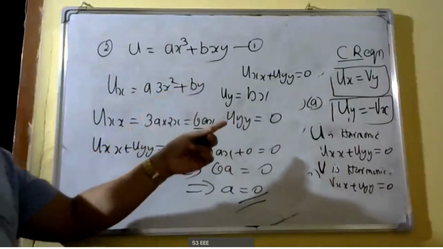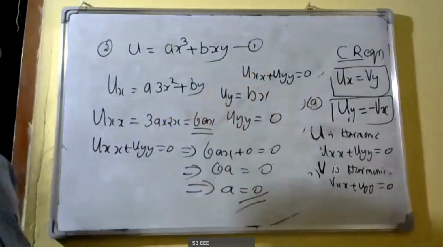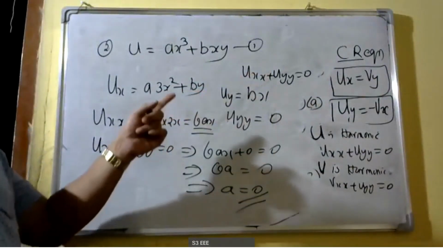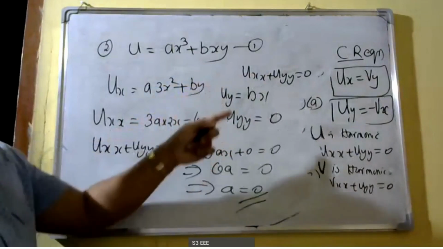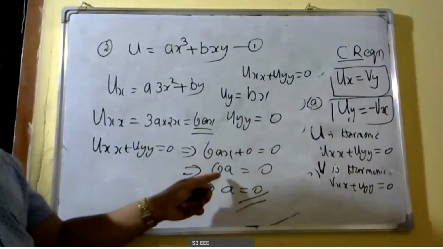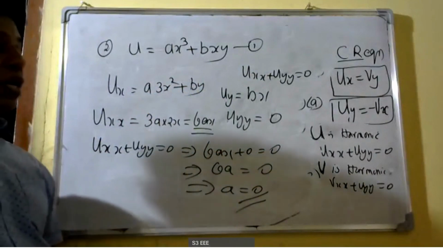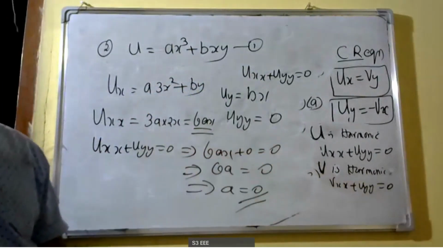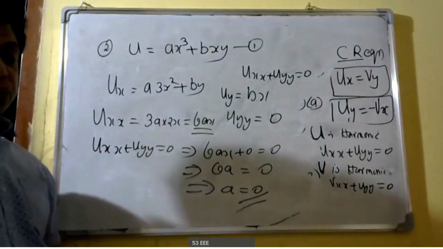Since u is harmonic, uxx plus uyy equal to 0. Substituting the value of uxx and uyy, then 6ax plus 0 is equal to 0. Therefore, 6a is equal to 0, therefore a equal to 0. The value of a is equal to 0. Okay.